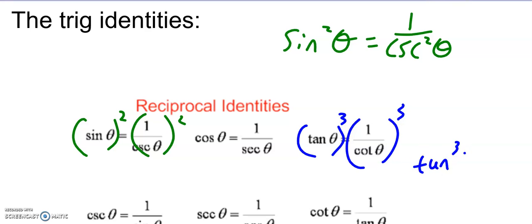So tangent cubed of theta is 1 over cotangent cubed of theta. So those are still identities. And I can raise it to any power and that will still hold true. So that is something to keep in mind about the reciprocal identities.